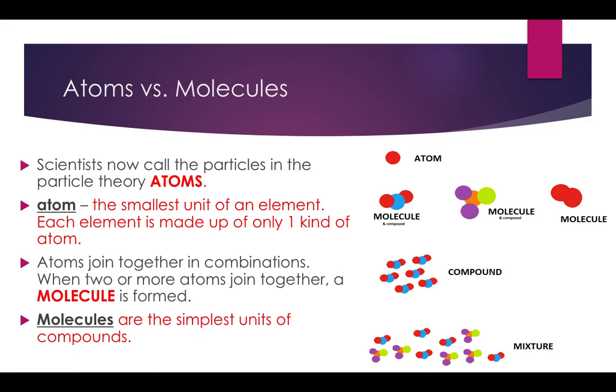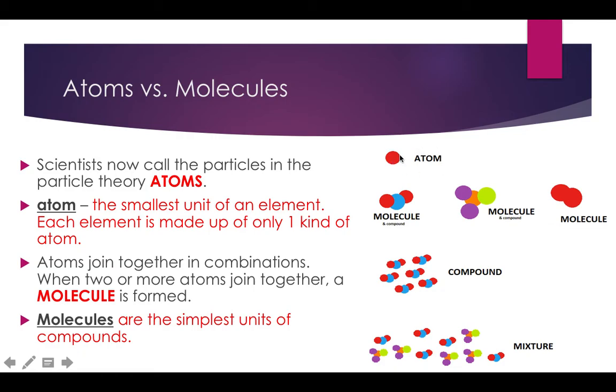Okay, now we've started to call the particles in our theory that we were talking about. So we said there was the particle theory. We've changed that a little bit, and now we start calling them atoms. So we now have our atomic theory. So an atom is basically as small as we can get. It's the smallest unit of an element, and each element is made up of just one kind of atom.